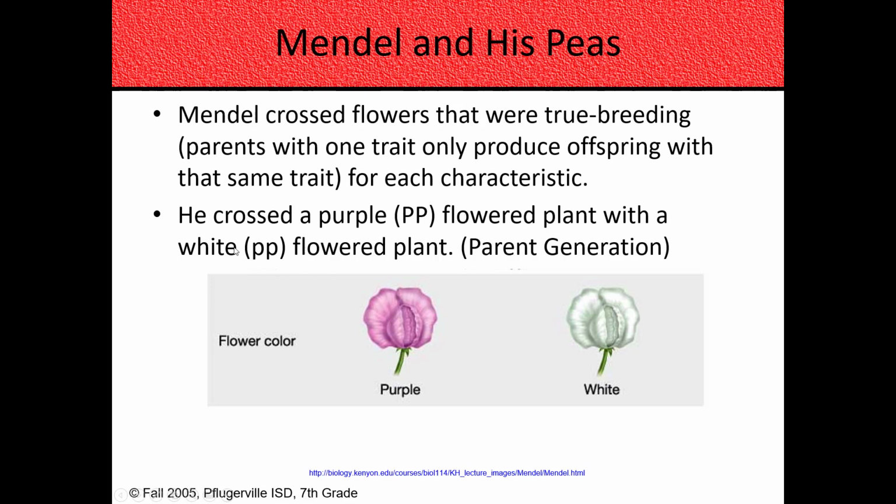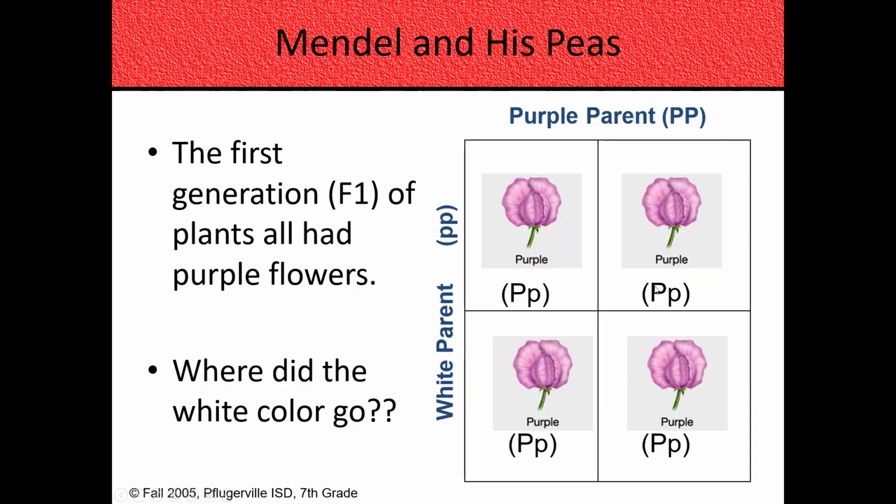And then cross it with a white plant, which you can see is lowercase, lowercase. Lowercase represents the recessive trait. Again, we'll cover that in a second. And so this white plant only has the recessive trait of white. So only purple crossed with only white. What do you think is going to happen? And the answer was all purple.